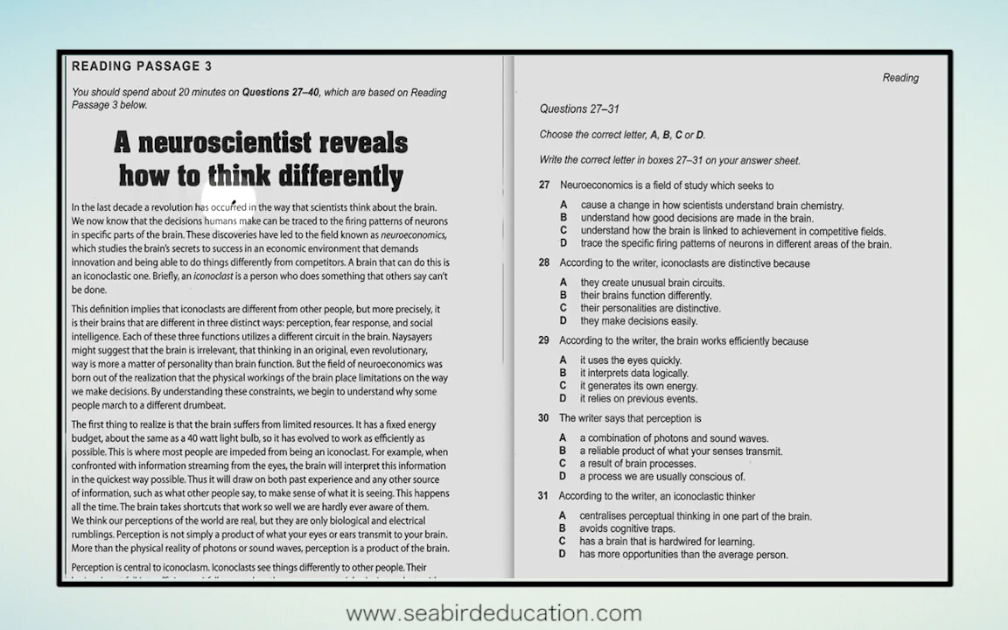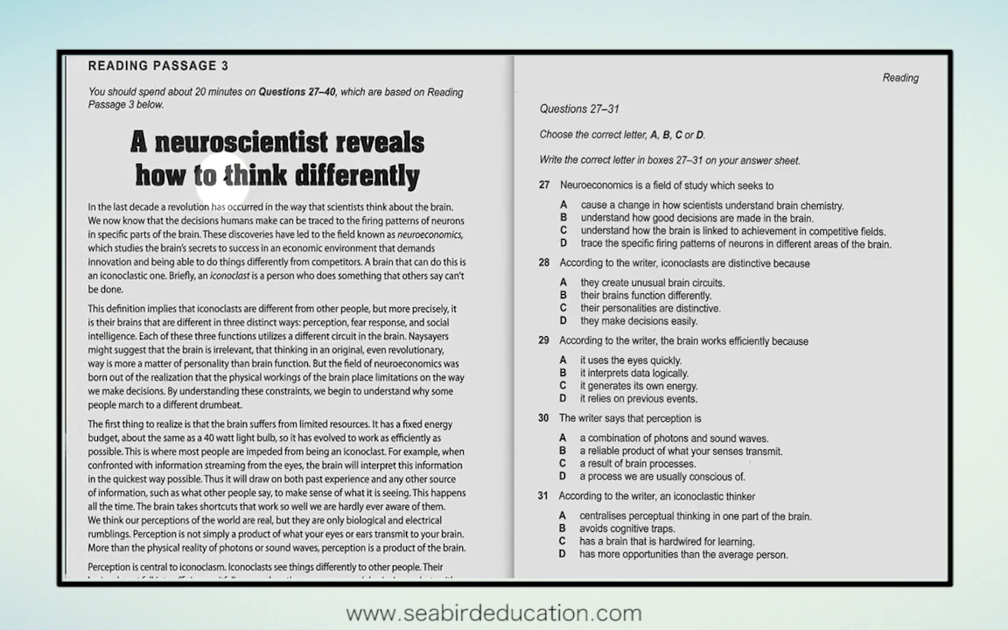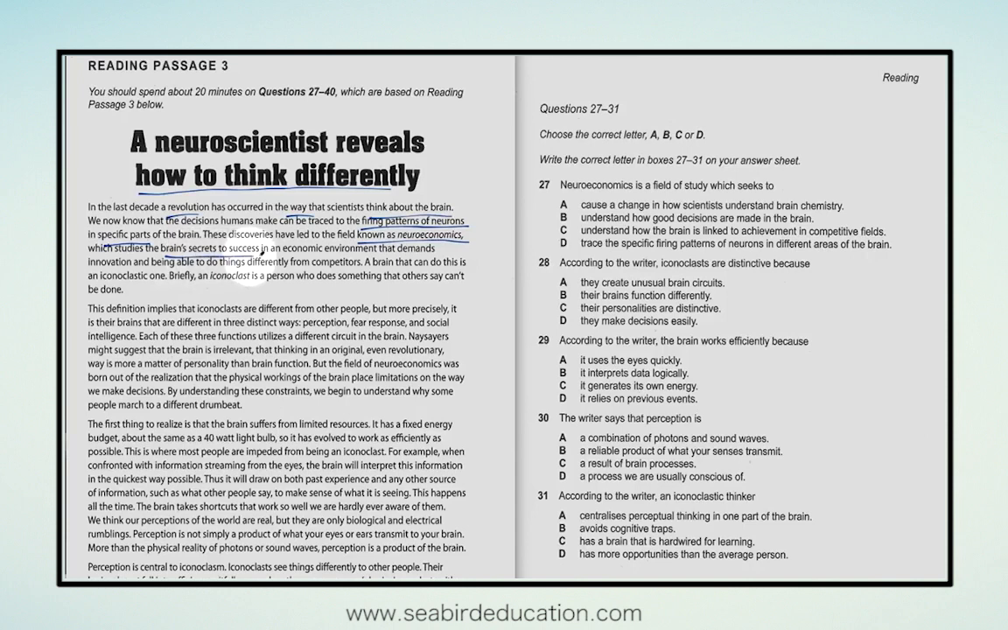So this is the title: A neuroscientist reveals how to think differently. Okay, in the last decade a revolution has occurred in the way you think about the brain. Firing patterns of neurons. Specific parts of the brain. We study the main secrets to success. Economic environment. Definitely. The brain can do this. It's an iconoclast. Briefly, an iconoclast is a person who does something that others say can't be done. Okay.